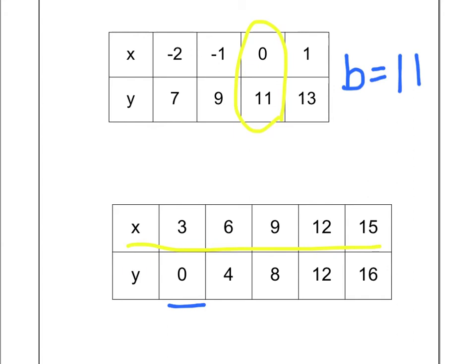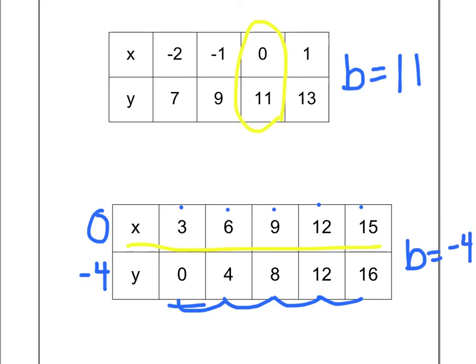So if we work backwards, 15, 12, 9, 6, 3, the next value would be 0. And then follow the pattern backwards for the y's as well. As we work backwards, it is decreasing by 4 each time. So that would mean the y value should be negative 4. b equals negative 4.